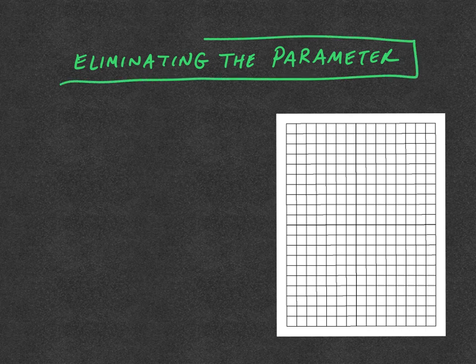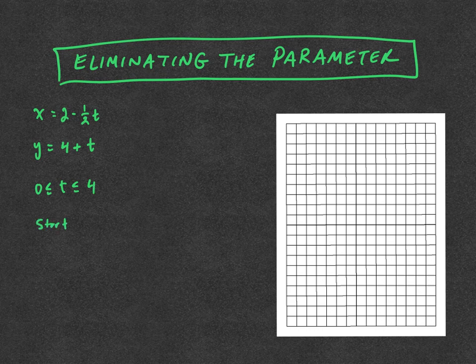So in this video, I'll show you maybe a more specific example of how eliminating the parameter can help us graph parametric equations a little more efficiently. Suppose you have the parametric equation x equals 2 minus 1/2 t and y equals 4 plus t. And we're going to look at this on the restricted interval where t just runs from 0 to 4. So it starts at 0 seconds and it ends at 4 seconds.